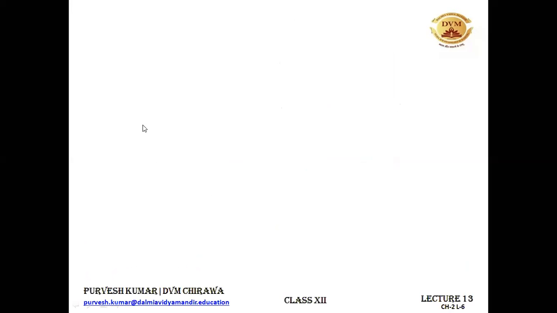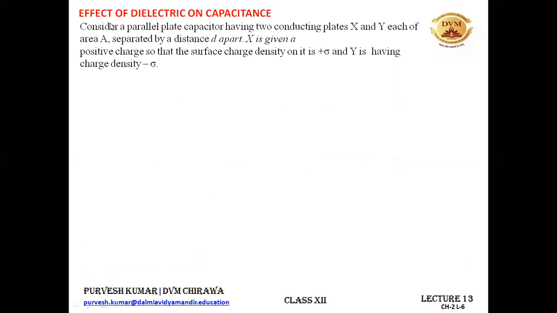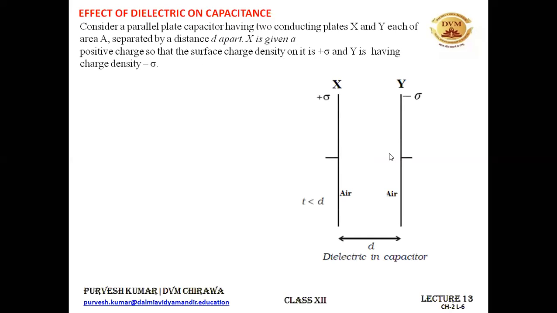Now, moving towards the next topic, the effect of dielectric on capacitance. Let's consider a parallel plate capacitor with 2 conducting plates X and Y, each of area A, separated by a small distance d. X is given a positive charge, so that the surface charge density on it is plus sigma, and Y is given a negative charge, so that the surface charge density on it is minus sigma. So this is our parallel plate capacitor.